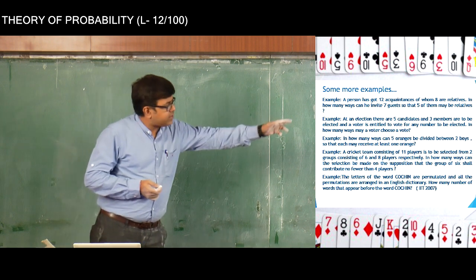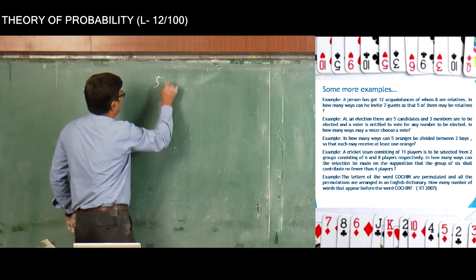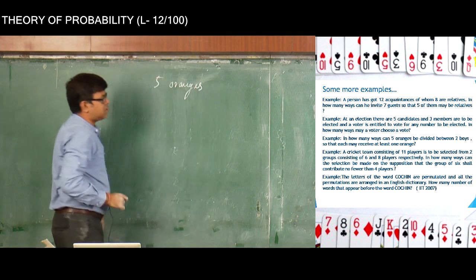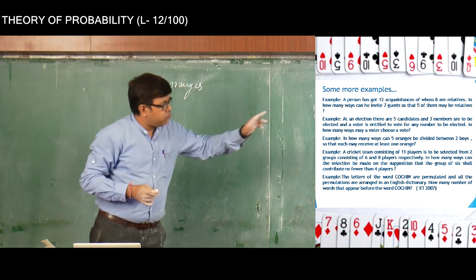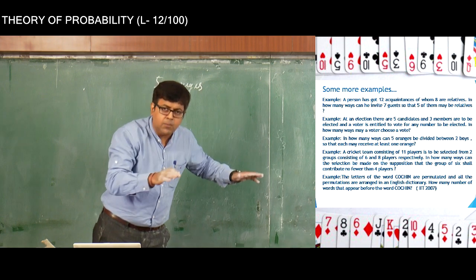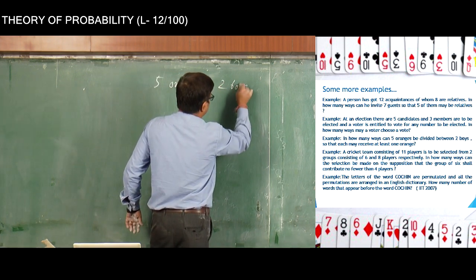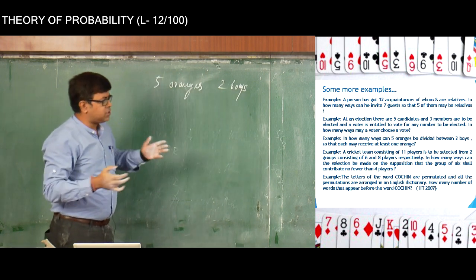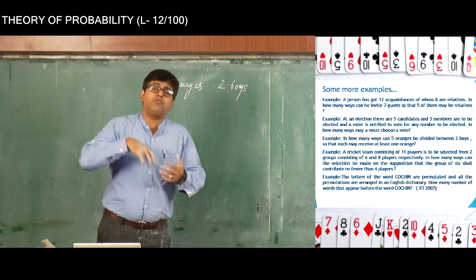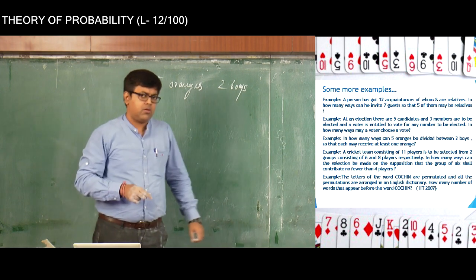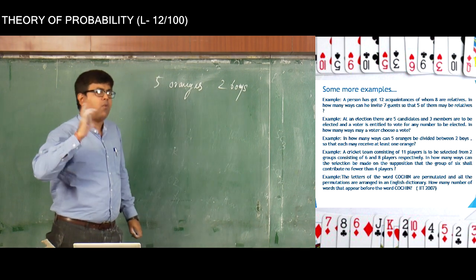Now, in how many ways can 5 oranges be divided? So, there are 5 oranges. I write the data first. There are 5 oranges, and those 5 oranges are to be divided between 2 boys. There are 2 boys among whom I have to distribute these 5 oranges, and I have to distribute in such a way that each may receive at least 1 orange. That means each will receive minimum 1 orange.